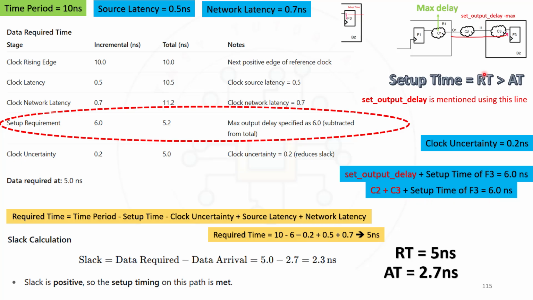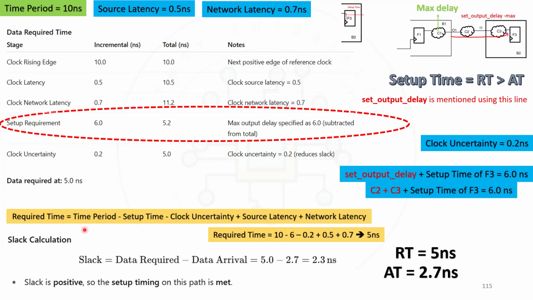Don't get confused with this point. The C2 and C3 delay is something which is indicated with set output delay hyphen max, and I'm taking that particular value. So this 11.2 minus 6 will give 5.2. Why are we subtracting? Because for setup calculation, the thing which we need to follow is total time period minus setup. So till now we got the delay as 11.2 and 6 should be subtracted from this. So 11.2 minus 6 will give 5.2, followed by uncertainty, which should also be subtracted. So 5.2 minus 0.2 is giving 5. So data required time is 5.